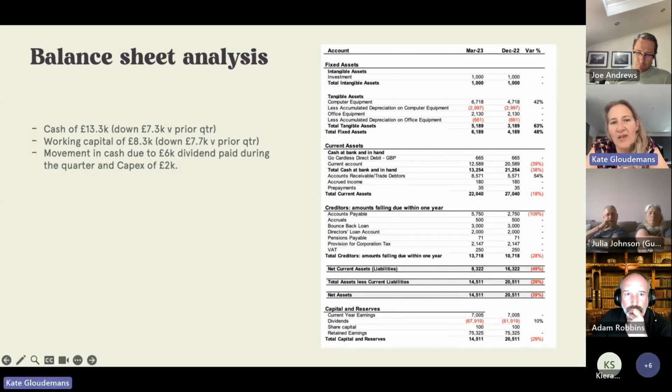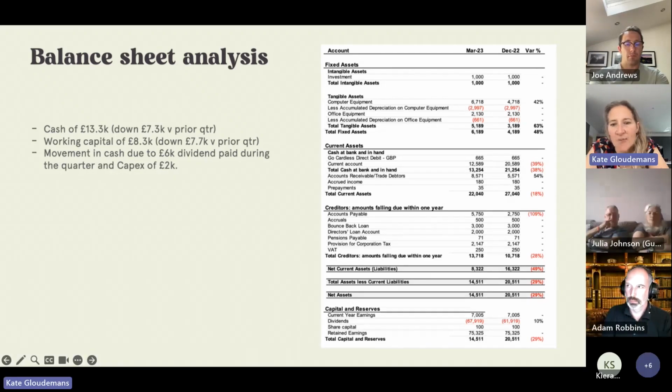And when you're looking at your balance sheet, I quite often compare it to a previous period to see how it's changed. So, is your main thing cash up versus last year? Well, actually, cash is down. And here we can see it's down 39%.